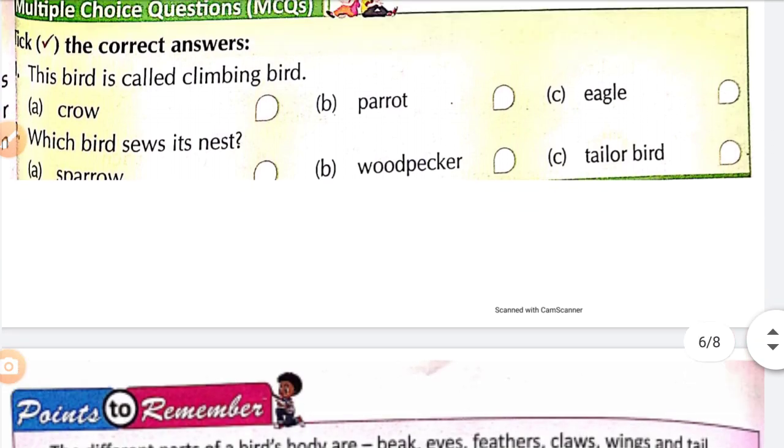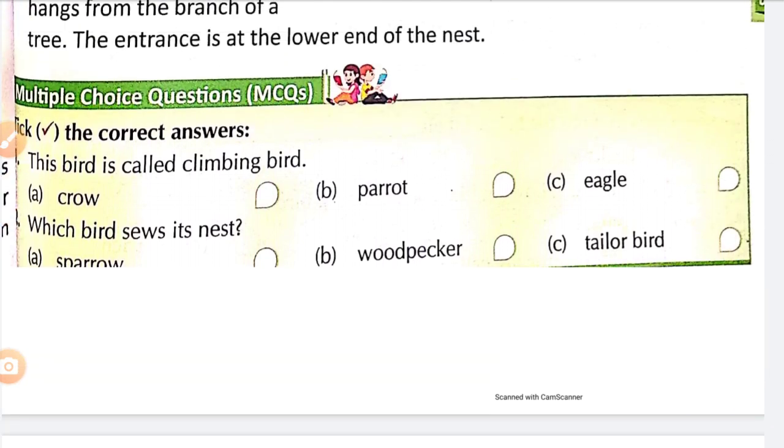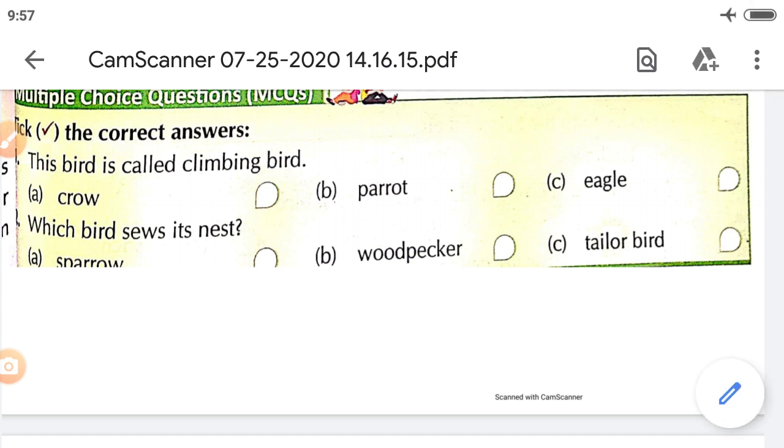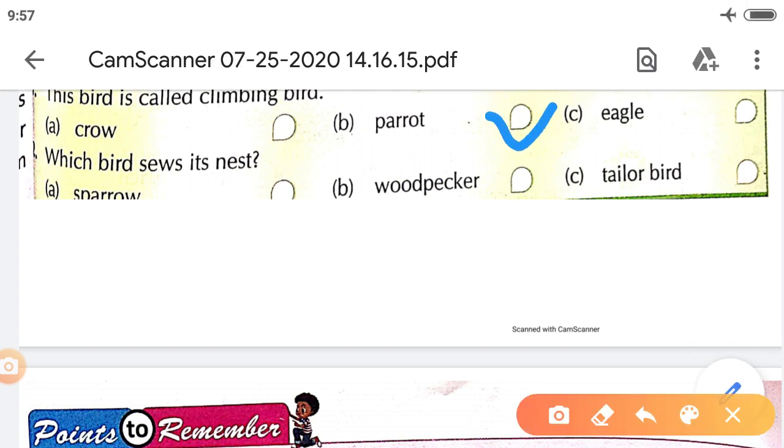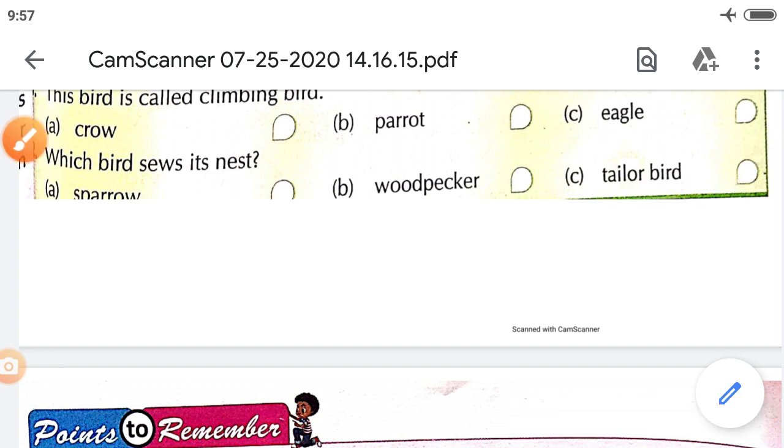Okay. Multiple choice questions. Choose the correct answer. This bird is called a climbing bird: crow, parrot, or eagle. Parrot. Then which bird stitches its nest: sparrow, woodpecker, or tailor bird?